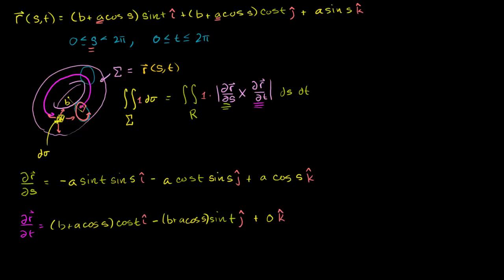So that gives us our partial derivatives. Now we have to take their cross product, then find the magnitude of the cross product, and then evaluate this double integral. And I'll do that in the next couple of videos.